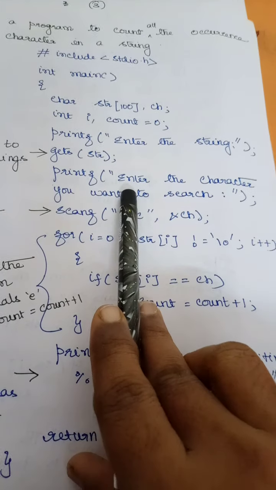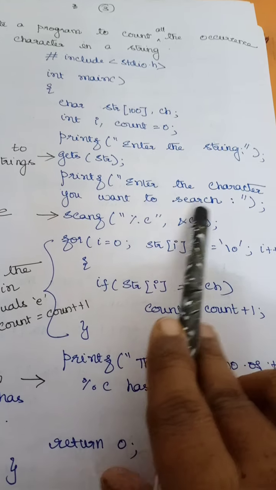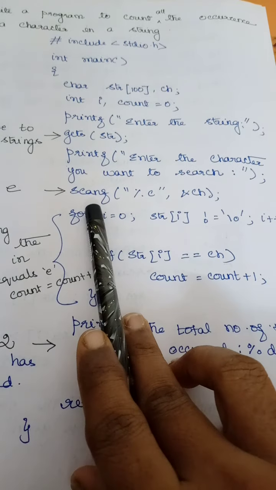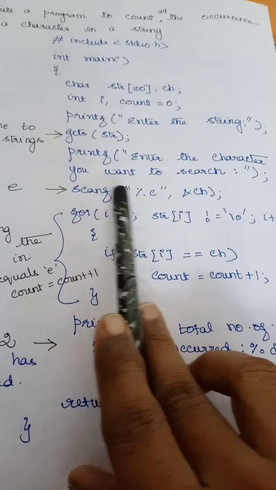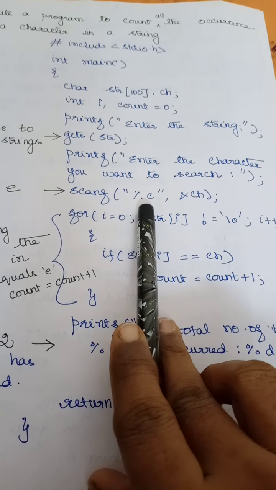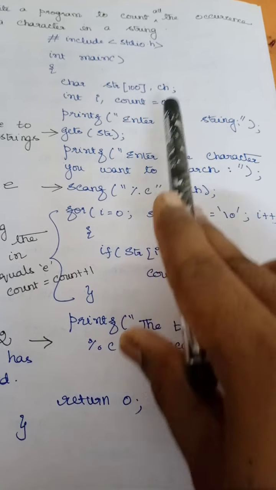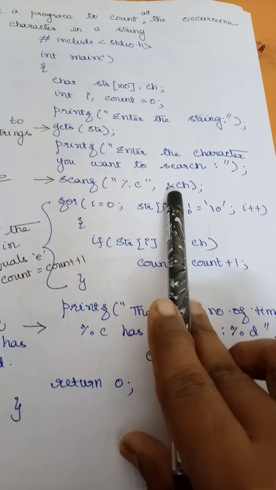So here I am asking the user to enter the character that you want to search. So scanf, I am reading that particular character using the scanf "%c", &ch. Since it is a single character, I am using %c, and the ch I have already declared here, so I have given here &ch.